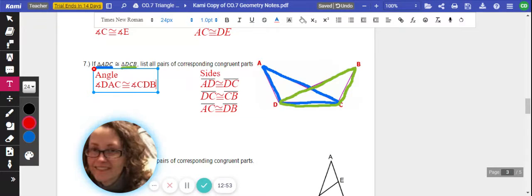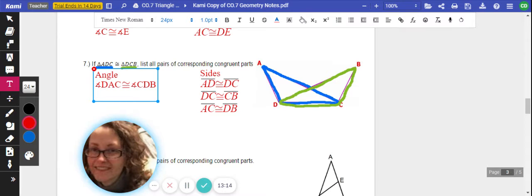That's probably going to be the easiest way to get these done: look at which two angles are going to be corresponding, pick an order for one of your angles, and then follow that same order for the next one. So let's try this again, because I know that these ones are pretty difficult.